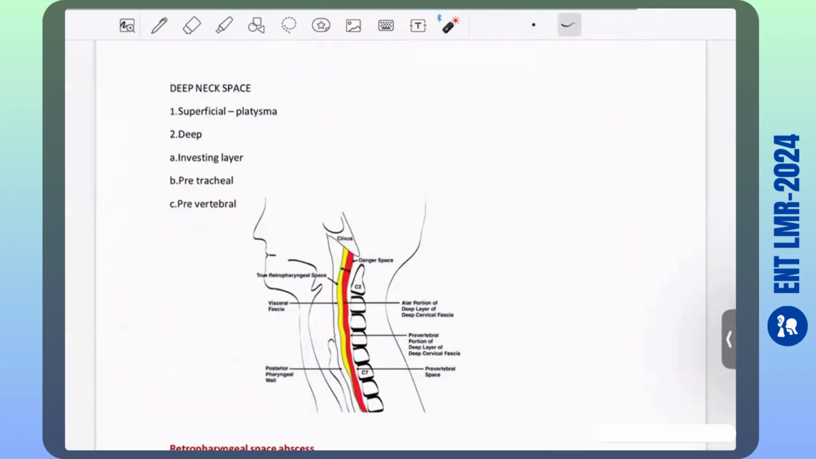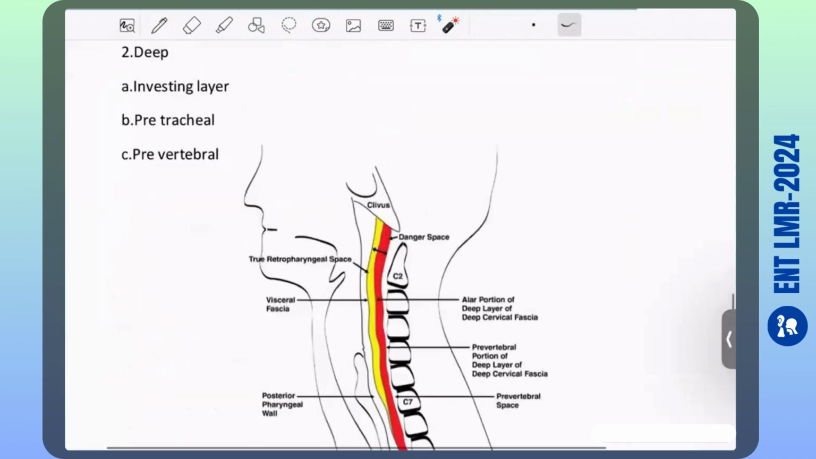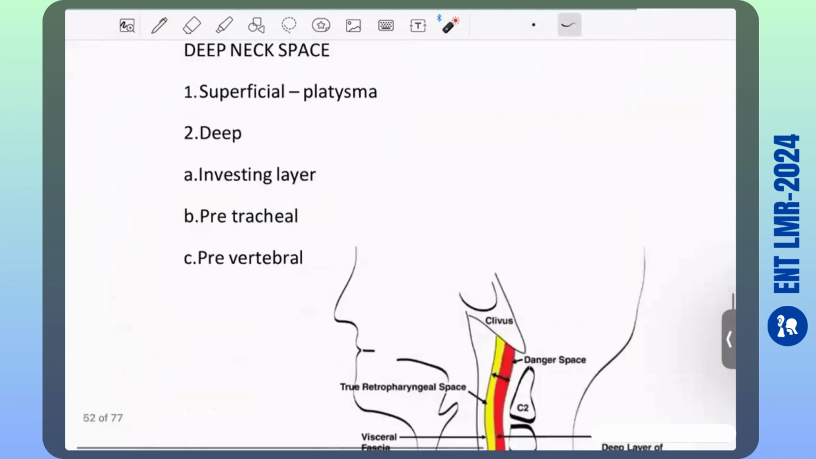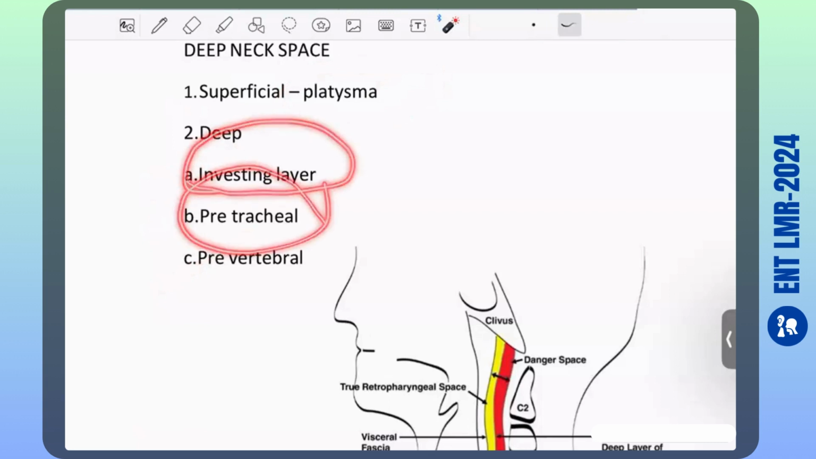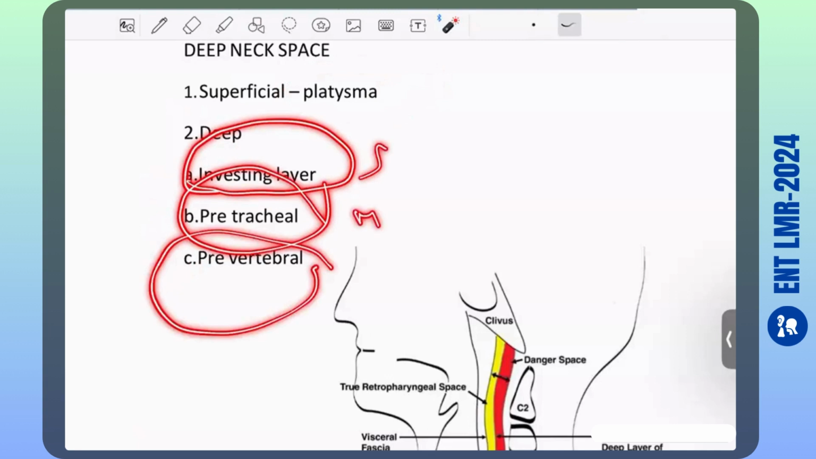Now the second important part of the pharynx is the deep neck spaces and deep neck space infection. Basically we are dividing neck spaces based on fascia. We have superficial cervical fascia and deep cervical fascia. The superficial cervical fascia completely engulfs the platysma. Deep cervical fascia is divided into three parts: superficial, middle, and deep. The other names for these three respectively are the investing layer of deep cervical fascia, pretracheal fascia, and then prevertebral fascia.